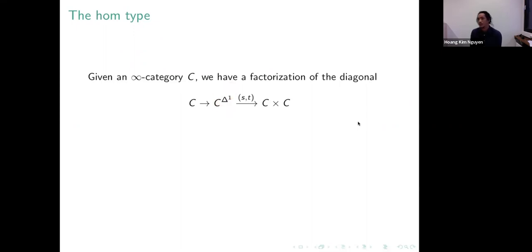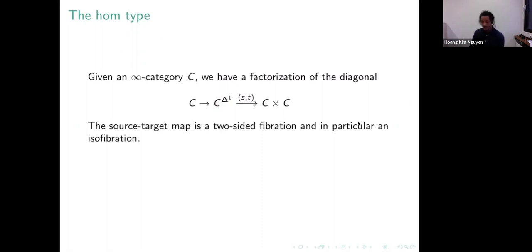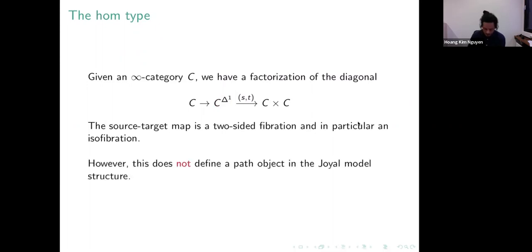So then let's talk about the Hom type in a semantic model of simplicial sets. Given an infinity category, we can have a factorization of the diagonal. In this case, we exponentiate with delta one, and that's the constant map, and then the source-target map. As already mentioned, this is a two-sided fibration, so in particular also an isofibration. But this is obviously not a path object in the general structure. This models the mapping space of an infinity category, and it being a two-sided fibration really means that it's covariant in one variable and contravariant in the other variable.